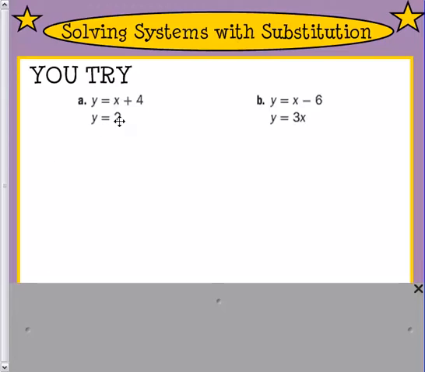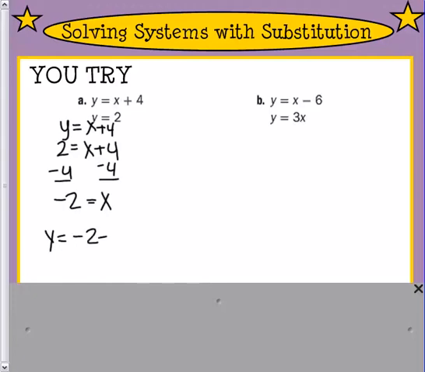Okay, so the first step is plug one of them in for the other. So since they both equal y, I'm going to do 2 equals x plus 4 because I'm going to substitute 2 in for y. Okay? So I'm going to move the 4 to both sides, and x equals negative 2. All right, now I'm going to plug that back into the original equation. y equals negative 2 plus 4, so y equals a positive 2. So the point where they both intersect is at negative 2 comma 2.